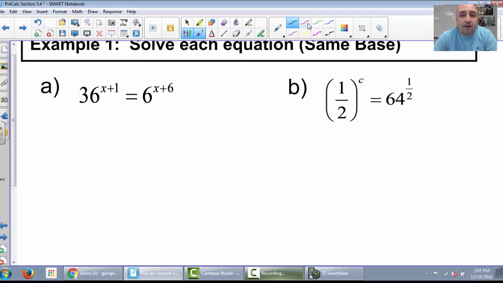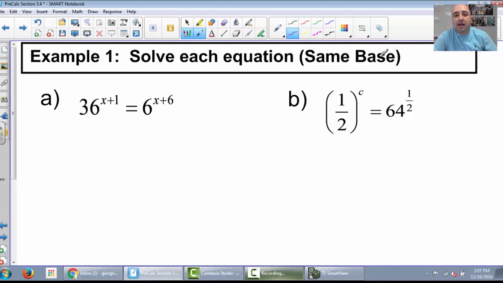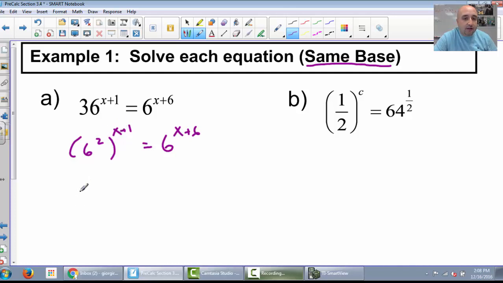So if you have numbers raised to exponents on both sides, you should be able to turn those numbers into the same base. And if we can turn them into the same base, then we can solve the problem. So if we know 36 and 6, I can turn 36 into a base of 6 by doing 6 squared. And then I'm going to bring down my x plus 1, and then I have 6 to the x plus 6. Now, the exponent property says if I have a power raised to a power, we multiply. So 2 times x is 2x, 2 times 1 is plus 2, and this is equal to 6 to the x plus 6.